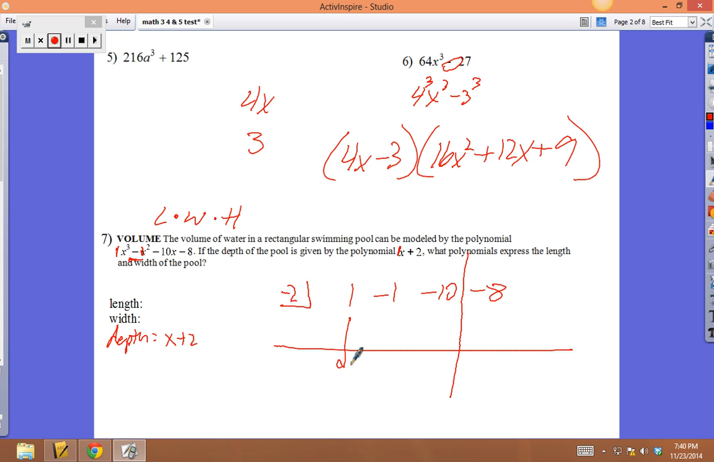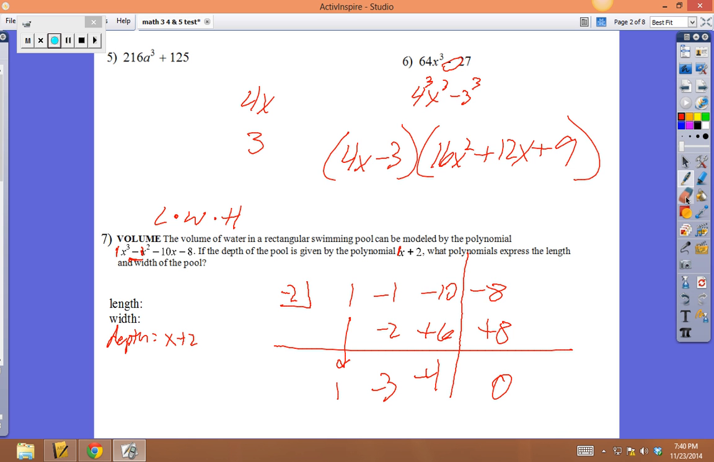So I bring the first one down, that's 1. I times them. Negative 2 times 1 is negative 2. Negative 2, add them up. That's negative 3. Times them, that's a positive 6. Add them up, that's a negative 4. Times them, that's a positive 8. So that's 0.